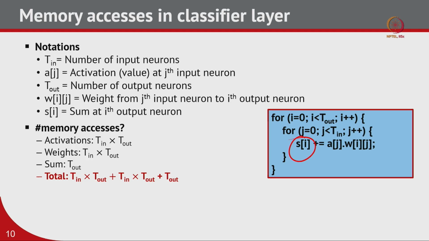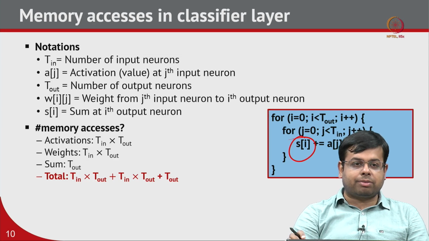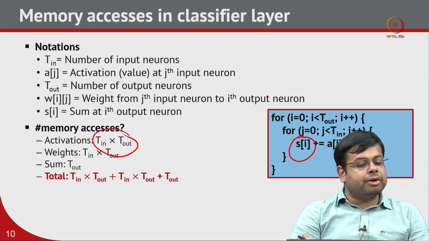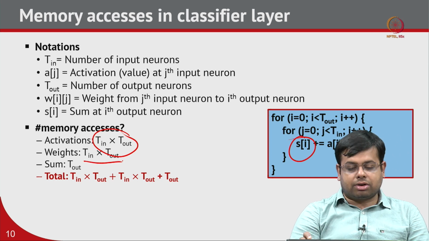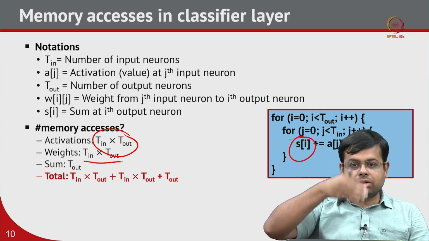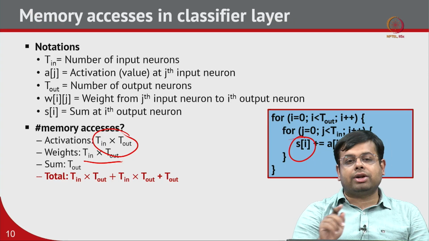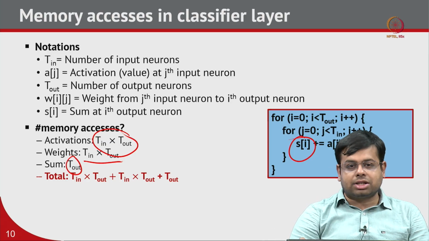The total number of activations is T_in multiplied by T_out, because remember we are performing A_j multiplied by W_ij. So we are computing T_in multiplied by T_out activations. The total number of weights is again T_in multiplied by T_out, since we have T_in neurons in the input of the layer and T_out neurons in the output of the layer. Finally, the total number of outputs is T_out.